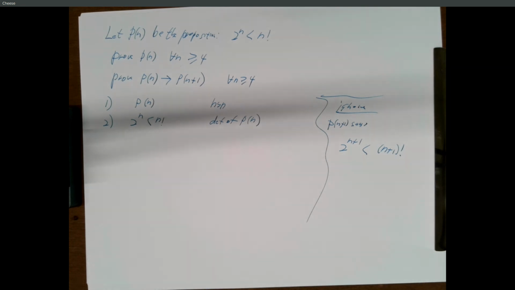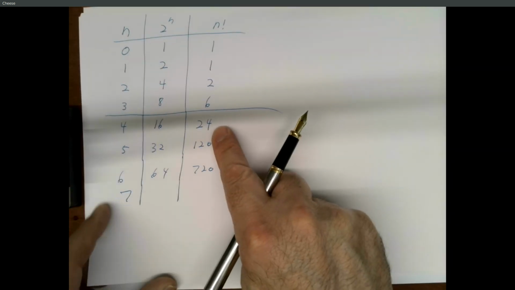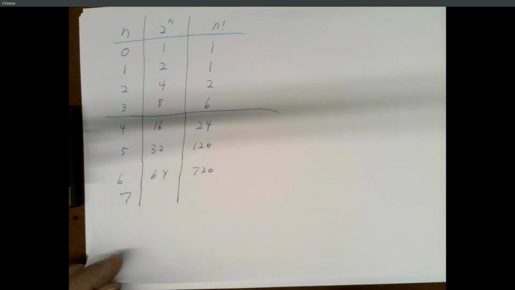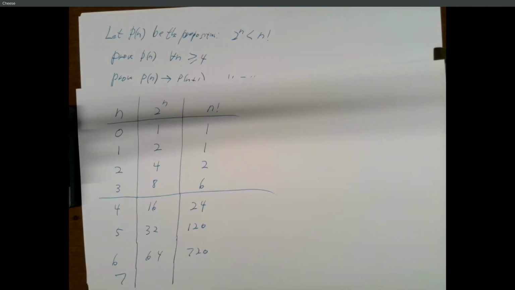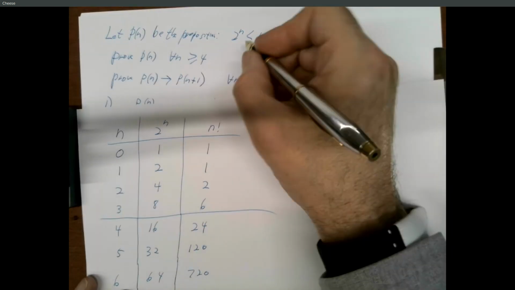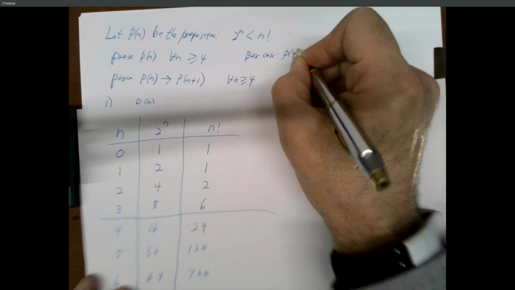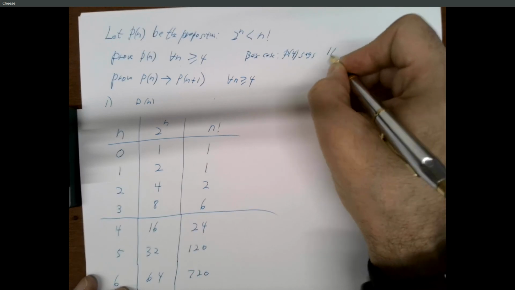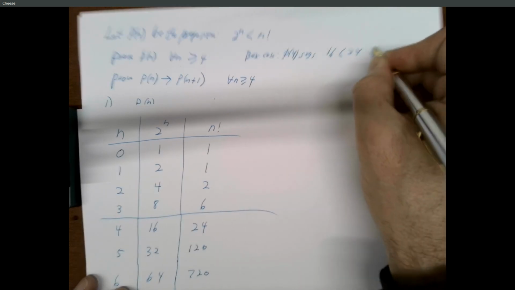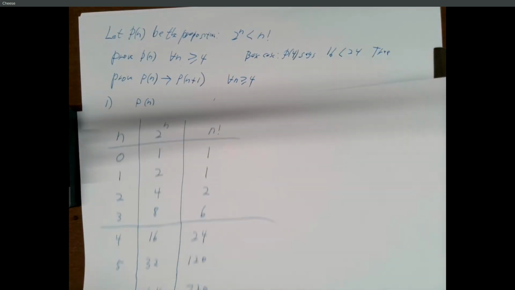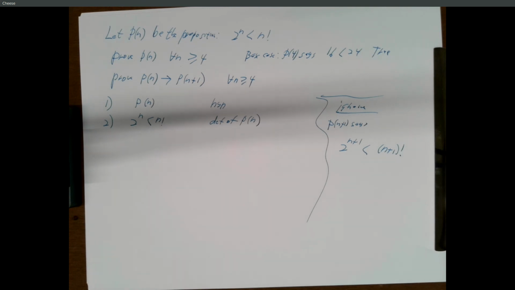Yeah? Sorry, I'm just checking. We're using P of 4 as our base case? P of 4 is the base case, yeah, because that's the first time that 2 to the n is less than n factorial. And you're not showing the proofs up there. Oh, yeah. Prove. So, base case. There we go. Thanks. All right, so P of 4 is true.